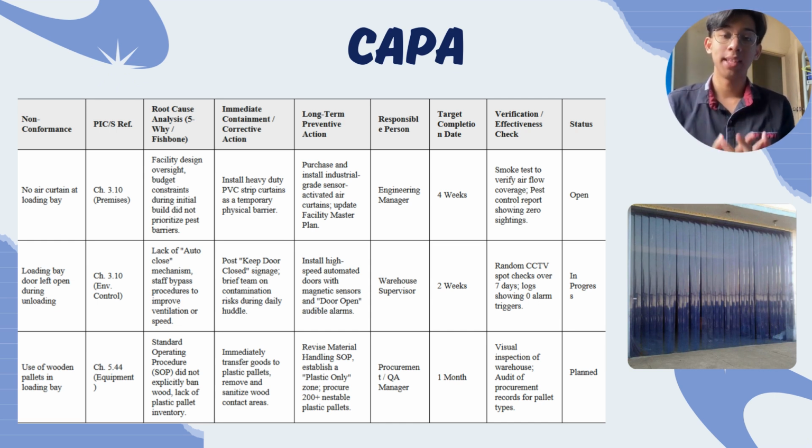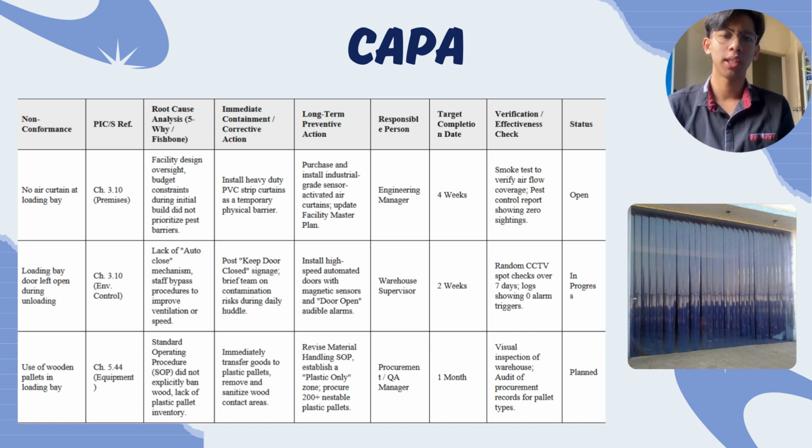So, the CAPA plan is designed to address the gaps identified during our audit of the loading bay facility. Our audit revealed several key non-conformities, ranging from minor to critical, which require immediate attention to ensure we meet the NPRA and GMP requirements. The primary goal of this CAPA plan is to strengthen our contamination control and ensure full traceability of all materials entering our facility.